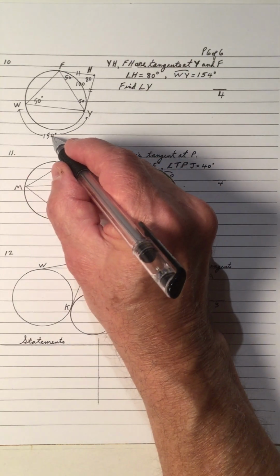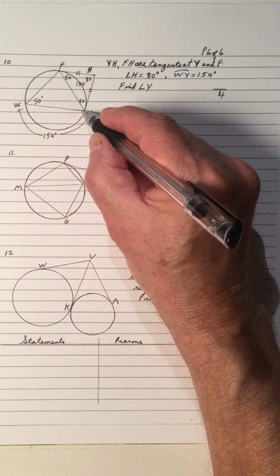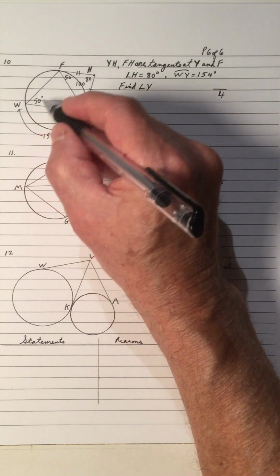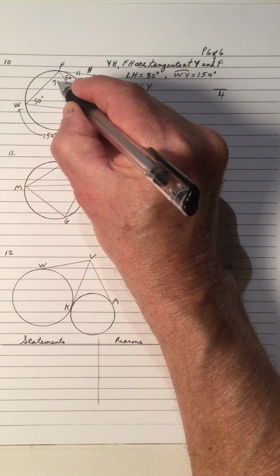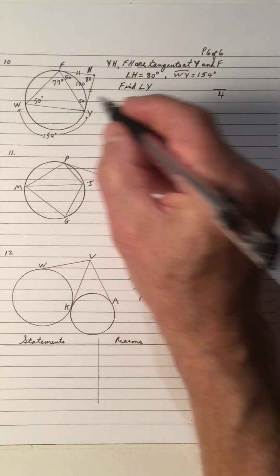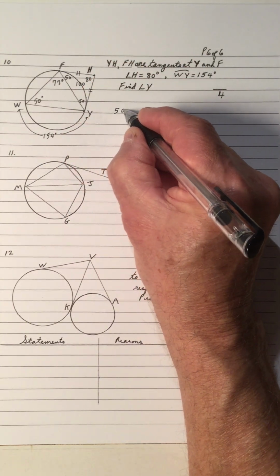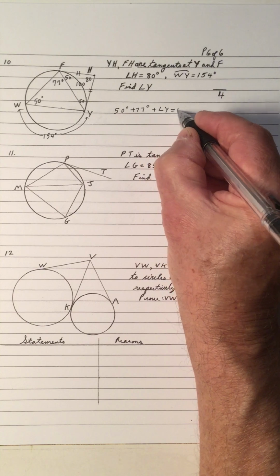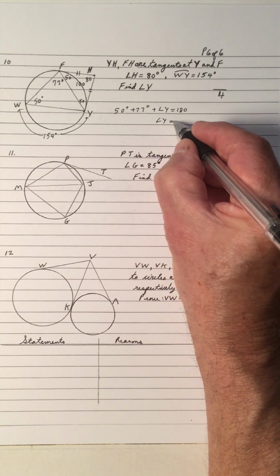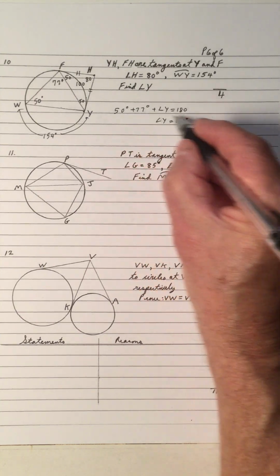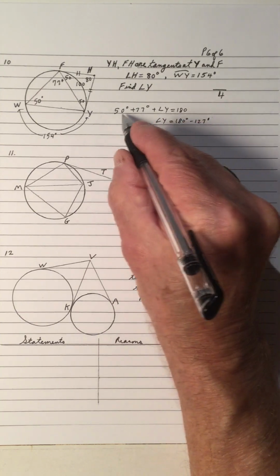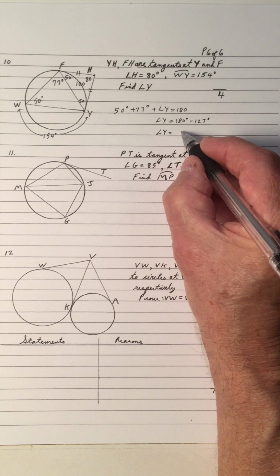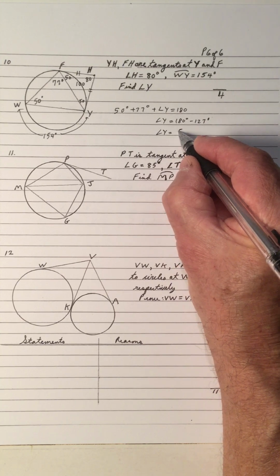And if this arc is 154, this is an inscribed angle. So this inscribed angle, WFY, is intercepting this arc. So this angle right here is half of that, which is 77. So how do we get angle Y? So 50 plus 77 plus angle Y is 180. So 50 plus 77 is 127. And angle Y is equal to 180 minus that, and we get 53.